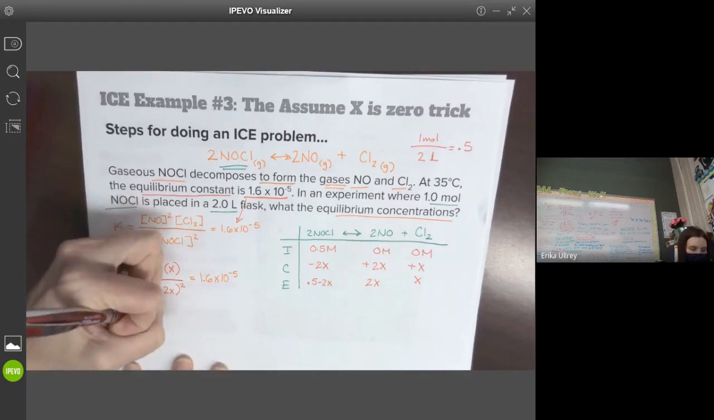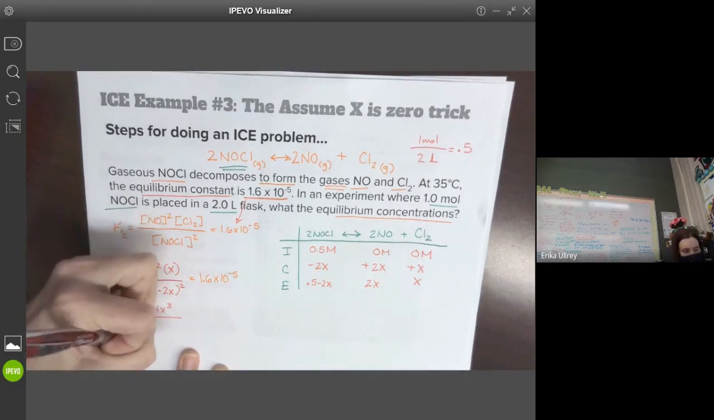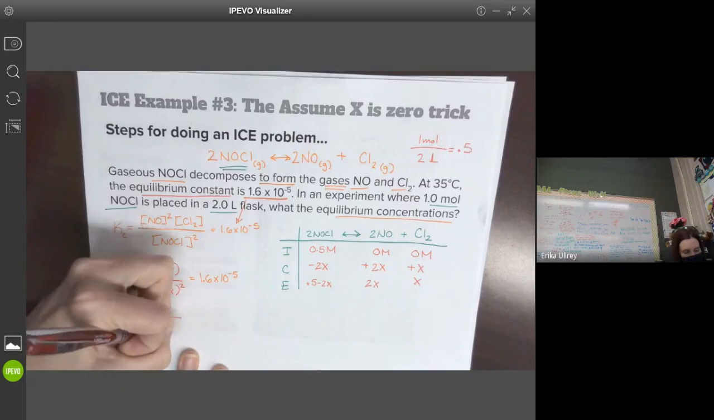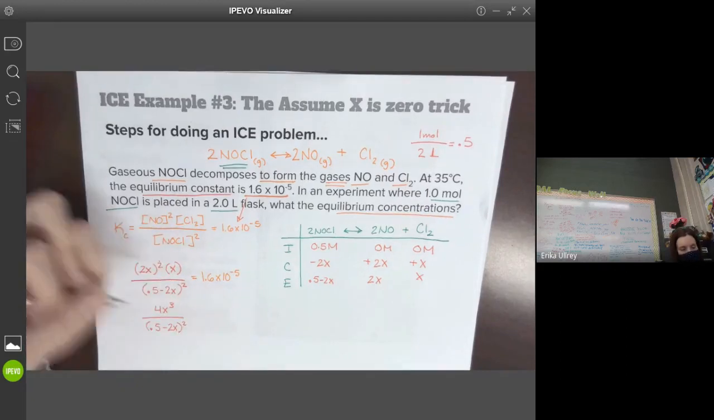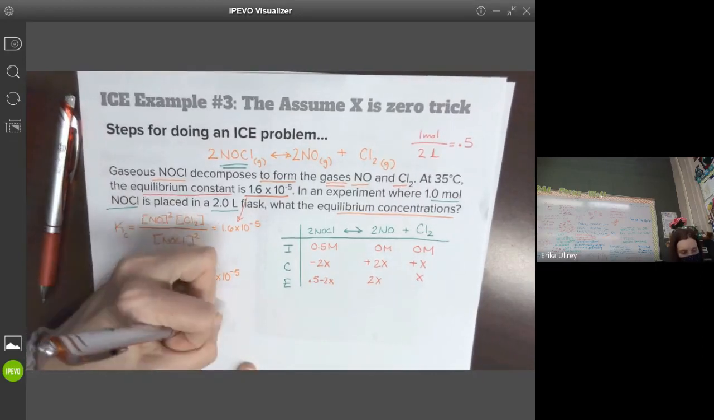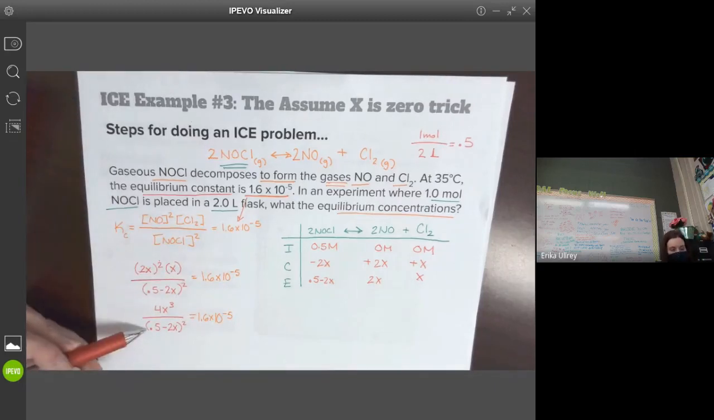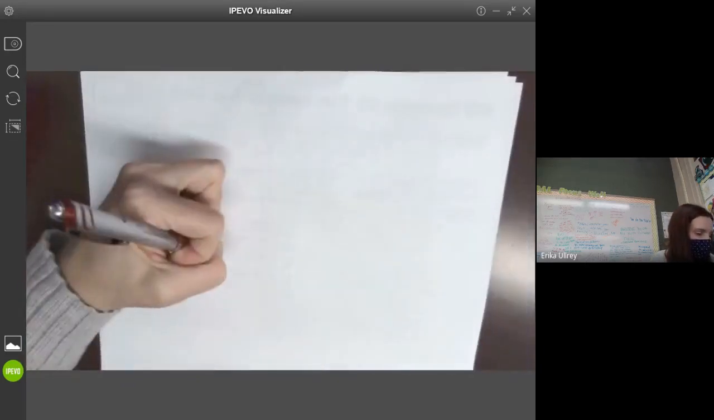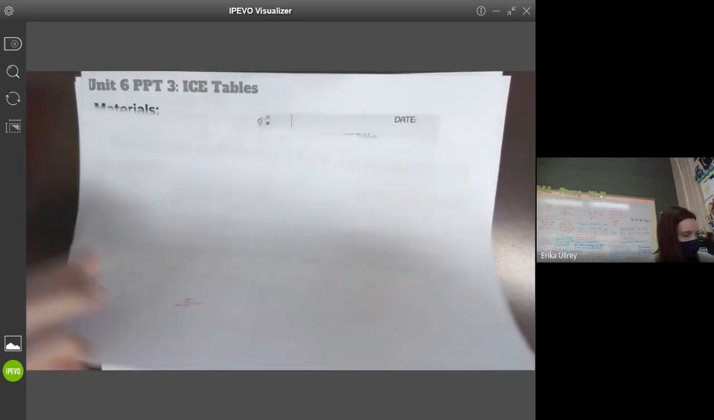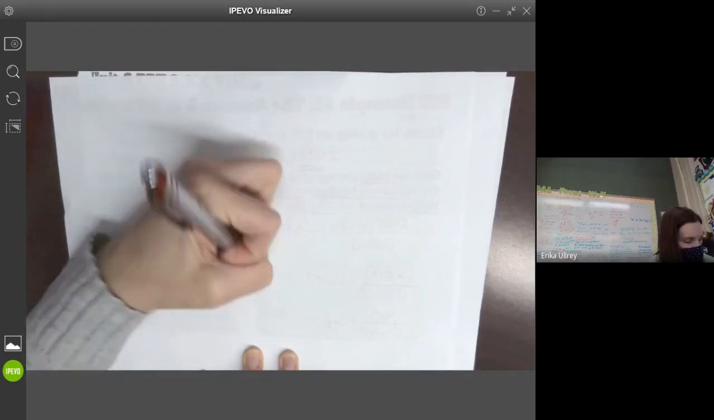So we're going to have 4x to the third on top over the quantity 0.5 minus x squared, right? And that still equals our k value of 1.6 times 10 to the negative fifth, okay? Now, if we wanted to simplify this, and we were to multiply this out, that would get really messy. We could do it, right? We could take our 0.5 minus, what is that, 2x? Yeah, 2x. And because it's squared, it would be the same thing as this, right?